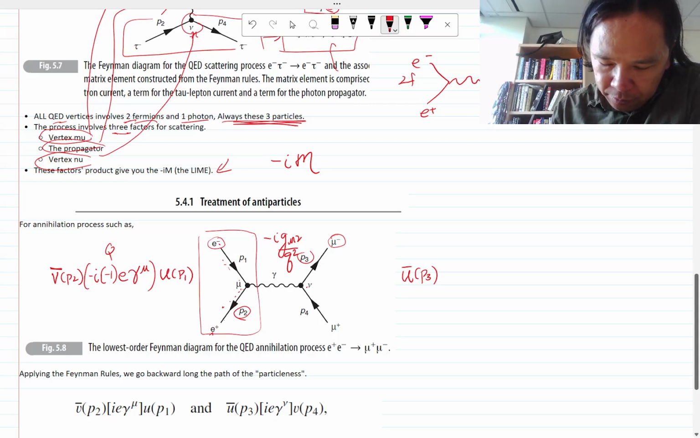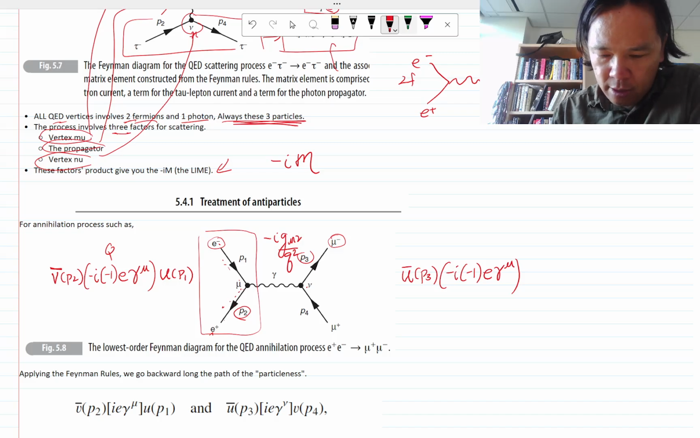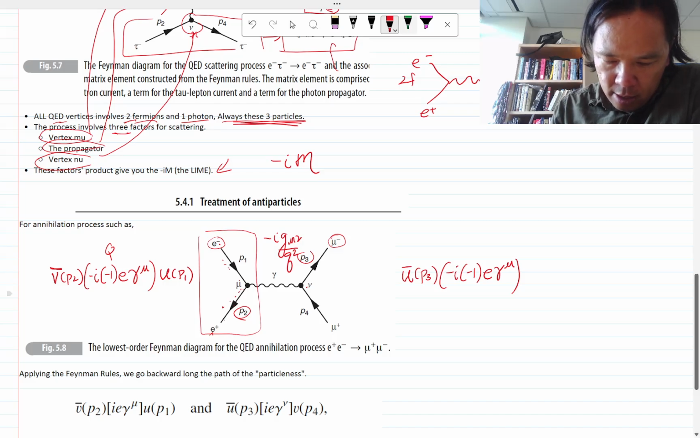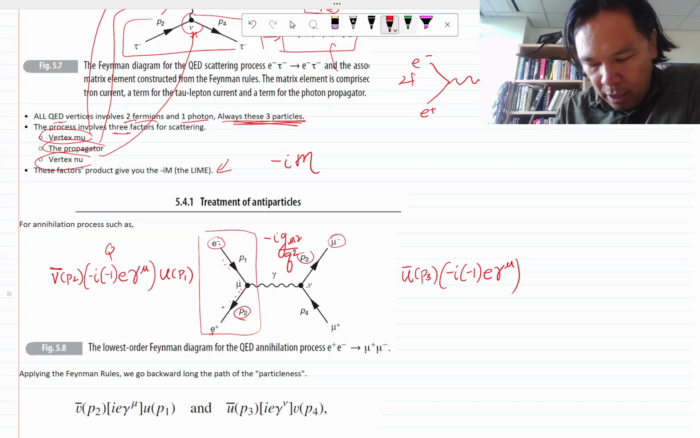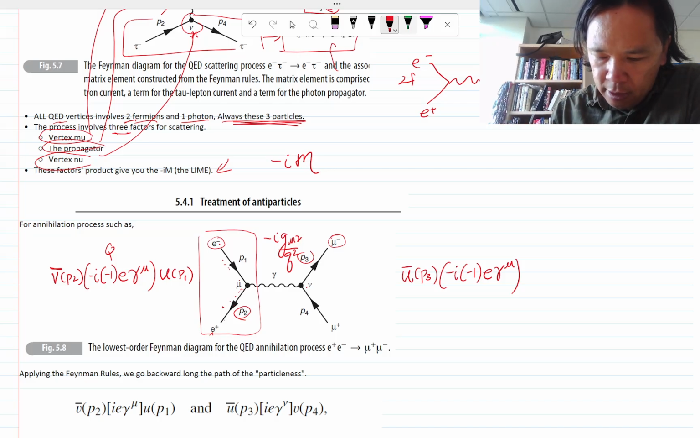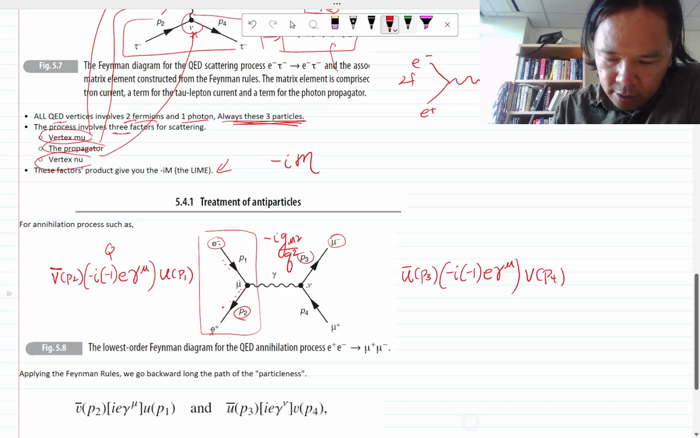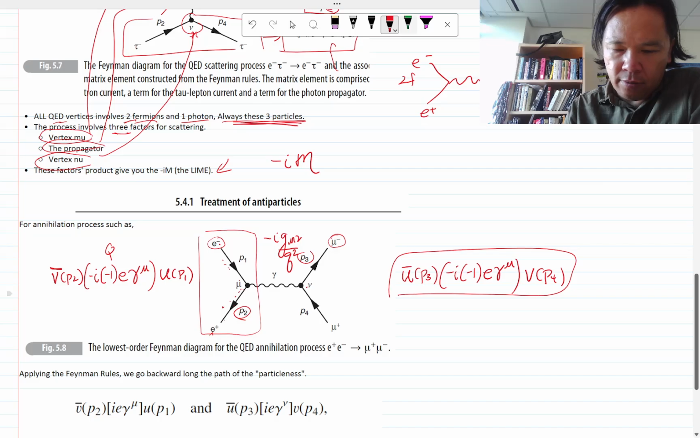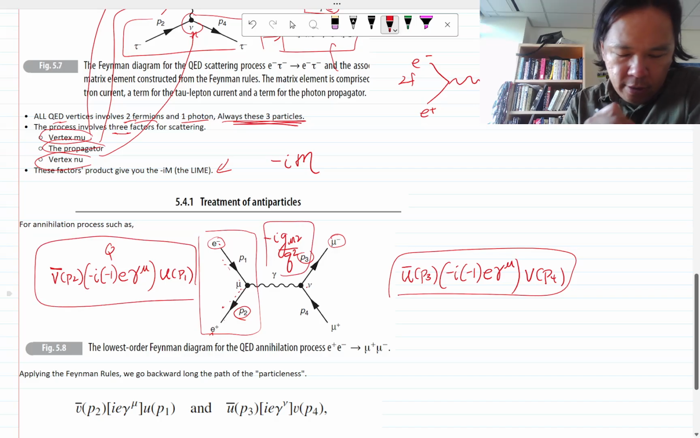At this vertex, since the particleness is a negative charge, once again we end up with a -1, e, gamma mu. Then the particle going into the vertex is actually an antiparticle leaving the process. Since this is an antiparticle, I use v instead, with p4, and since this is an incoming particle, I don't take the adjoint. So these are the three factors we're going to deal with.